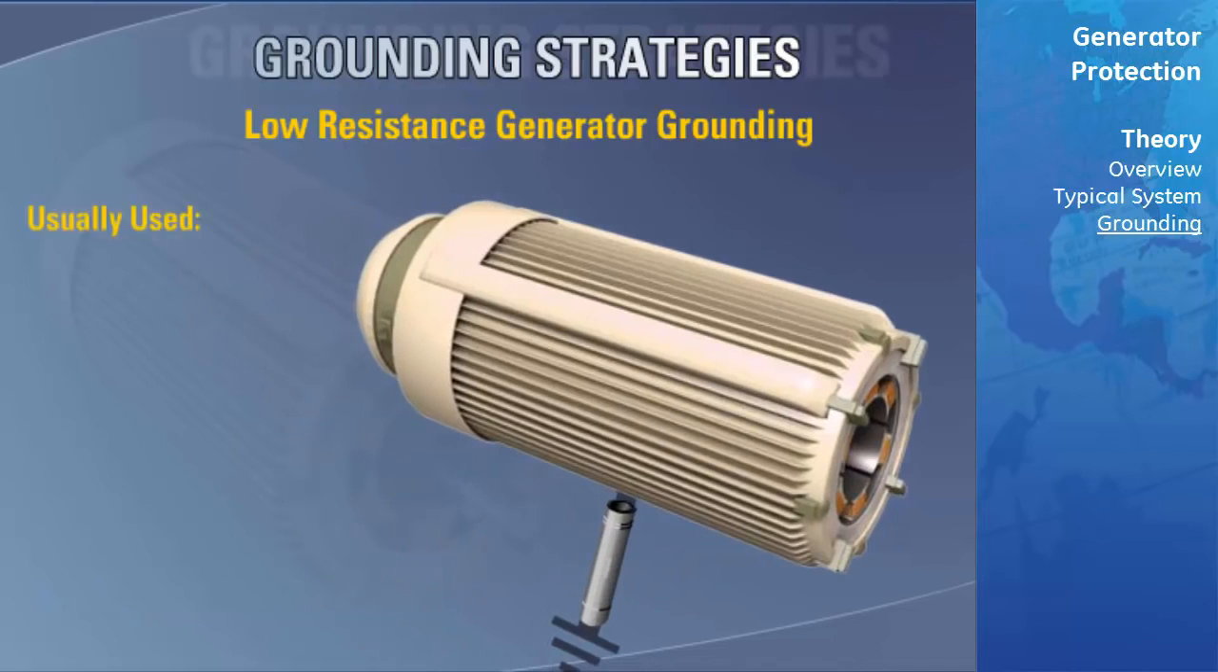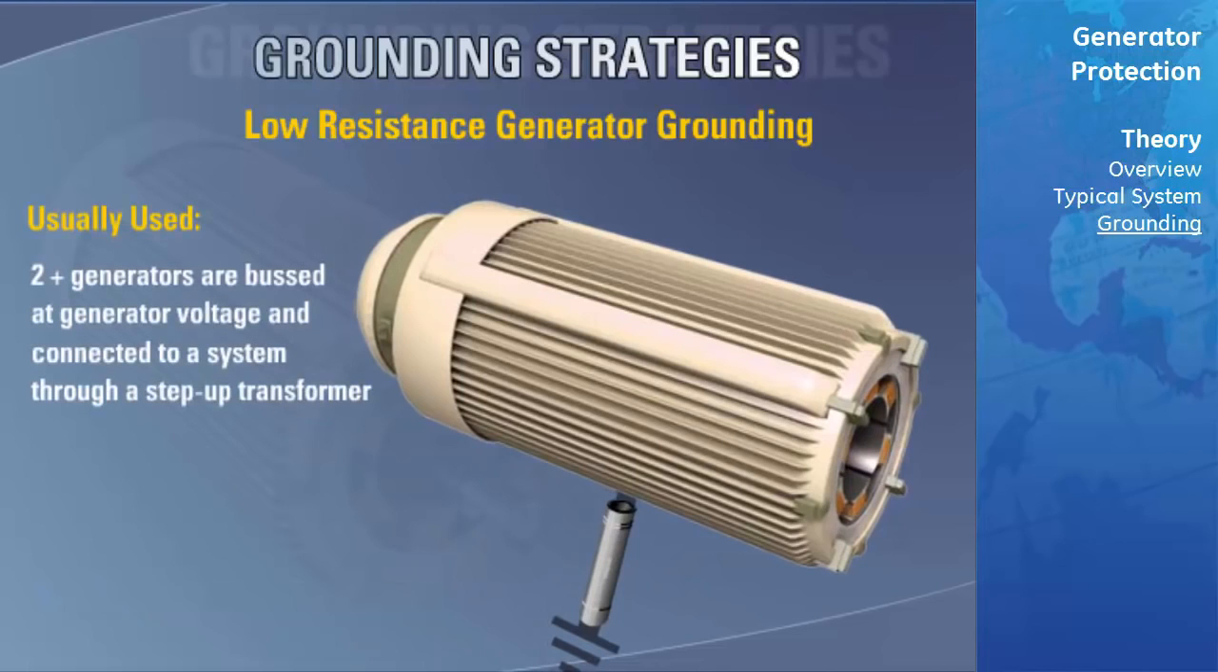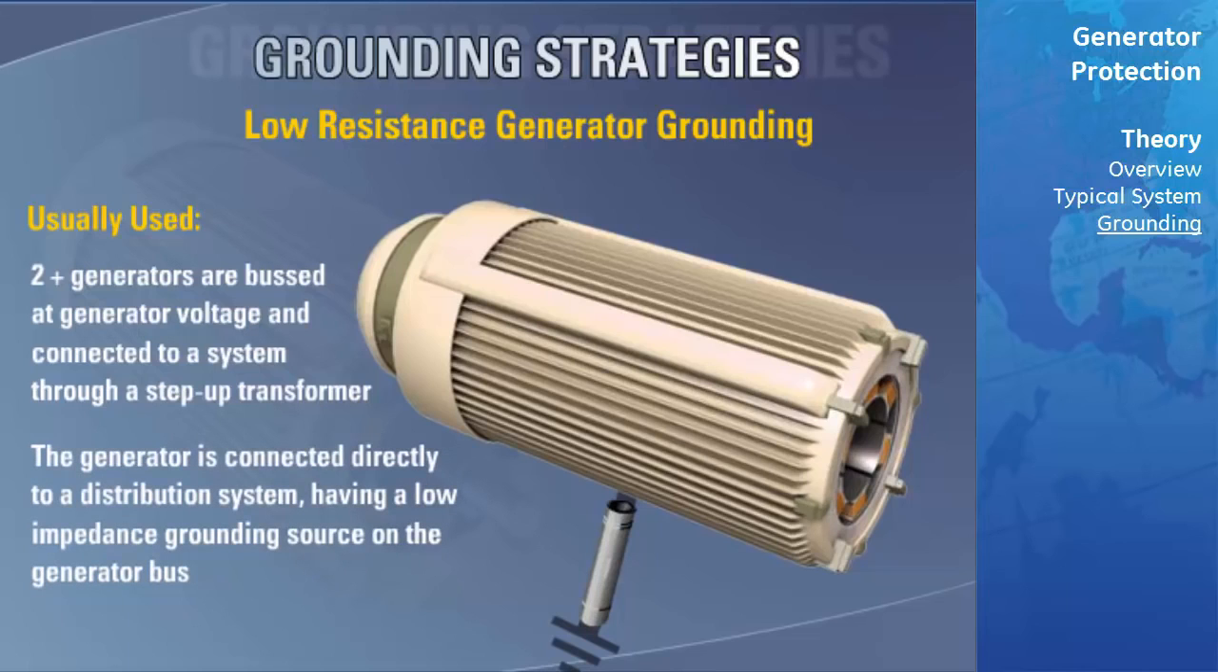This type of grounding is used where 2 or more generators are bused at generator voltage and connected to a system through one step-up transformer. This type of grounding is also used where the generator is connected directly to a distribution system having a low-impedance grounding source on the generator bus.